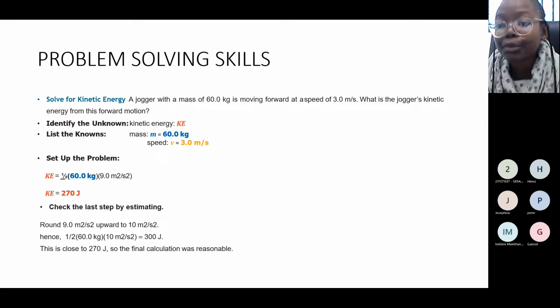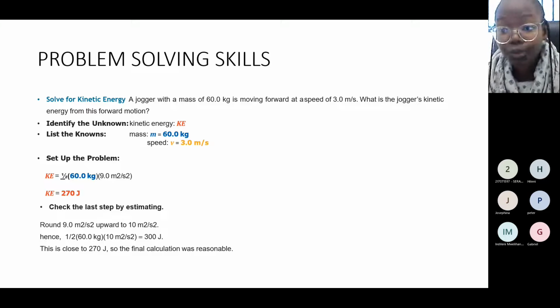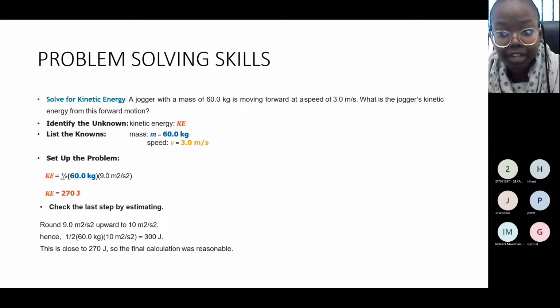For you to improve and master your problem-solving skills, you have to set up: you identify what the question is asking, which is normally called identifying the unknown. In this case, the unknown is the kinetic energy, and you list the knowns, the information that you are provided with. In this case, you are provided with the mass of the jogger, which is 60 kilograms, and the velocity, which is 3.0 meters per second.